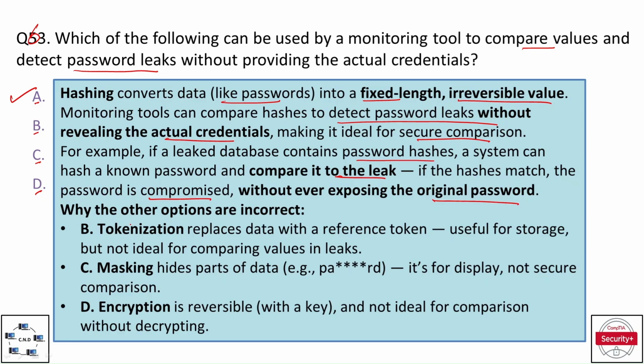Why the other options are incorrect? Option B, tokenization replaces data with a reference token, which is useful for storage but not ideal for comparing values in the leaks. Option C, masking hides part of data, for example, a password displayed with the characters hidden. It's for display, not secure comparison. And option D, encryption is reversible with a key, so it is not ideal for comparison without decrypting.